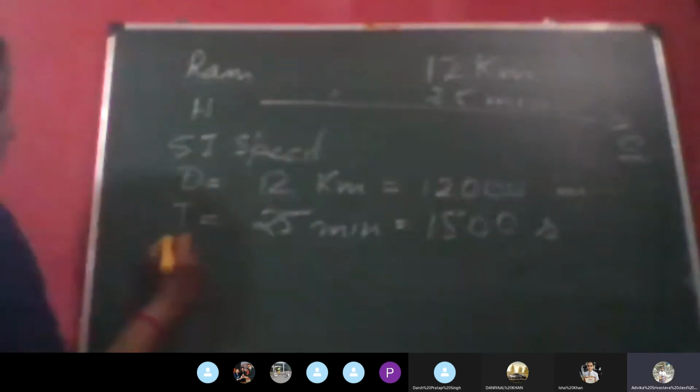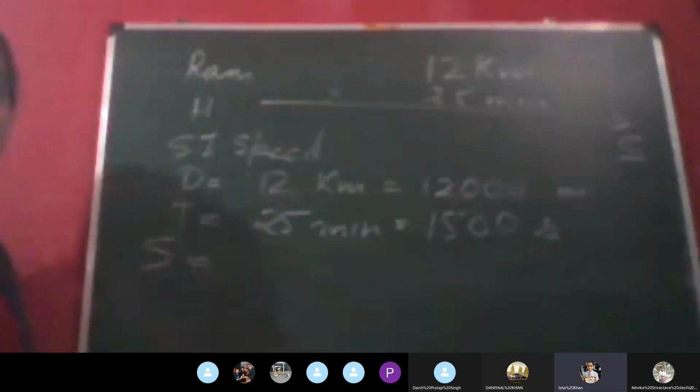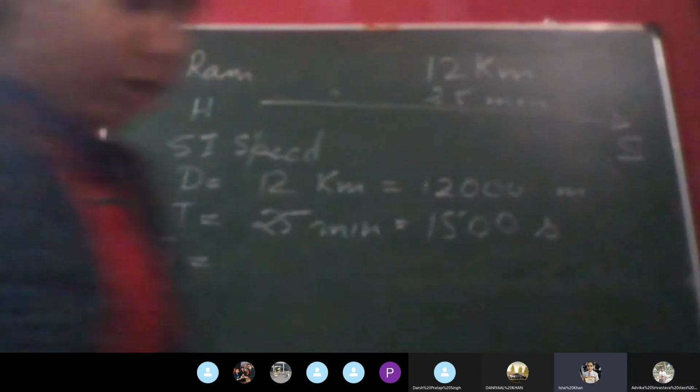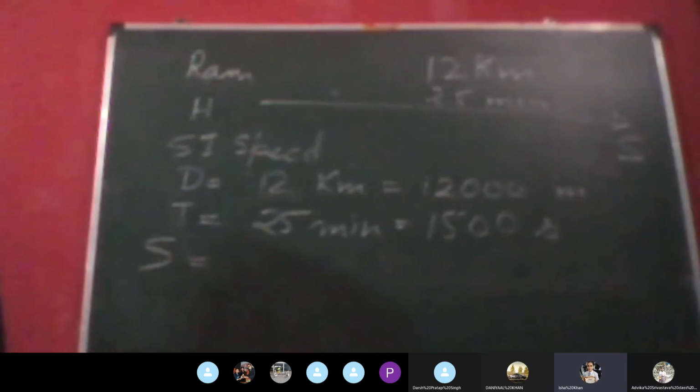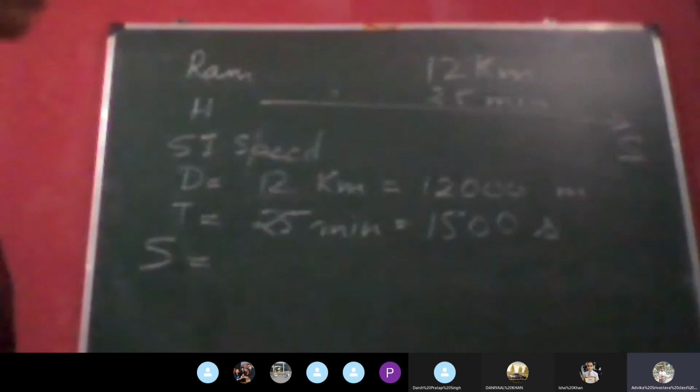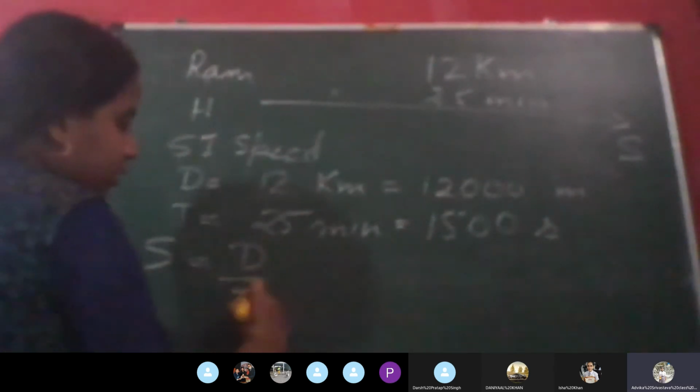Now, what will this be? Can anyone derive the formula? What should I write? Just now we have discussed. Ma'am, 12,000 meters upon 1,500 seconds. Beta, you are doing physics, formula writing is a must. Yes, ma'am. Speed equals distance upon time.